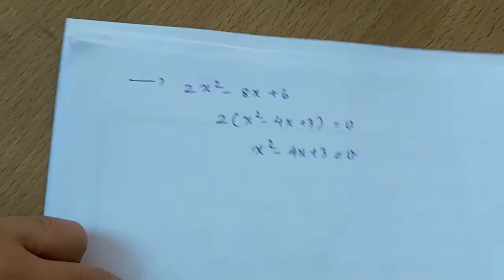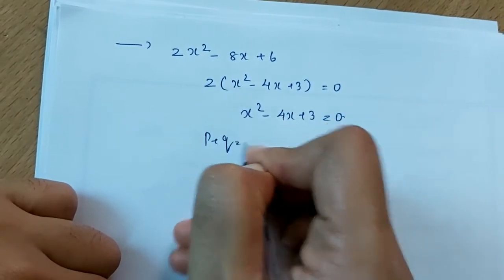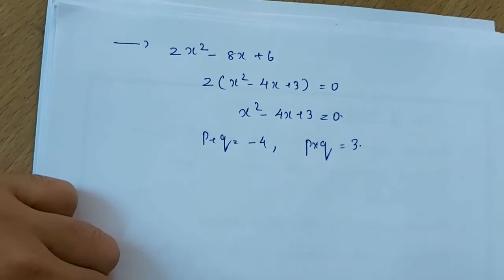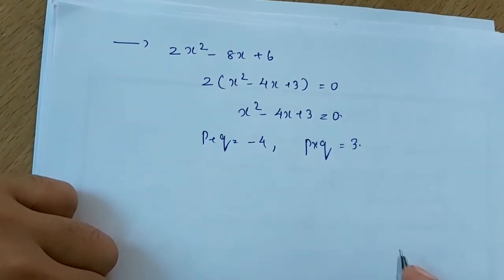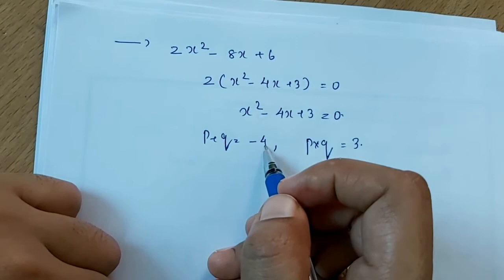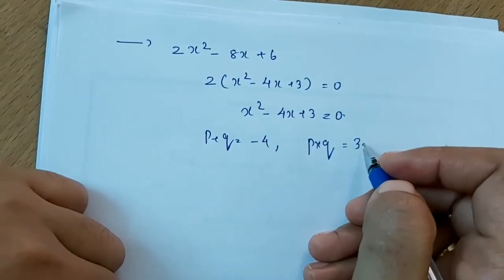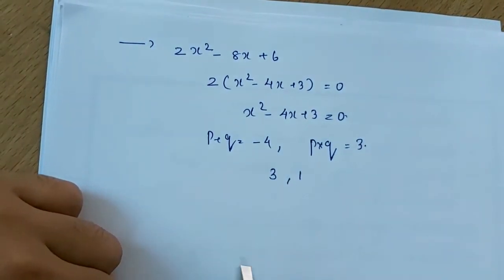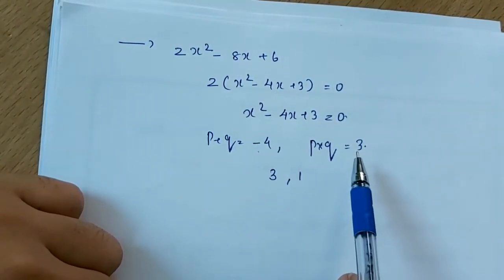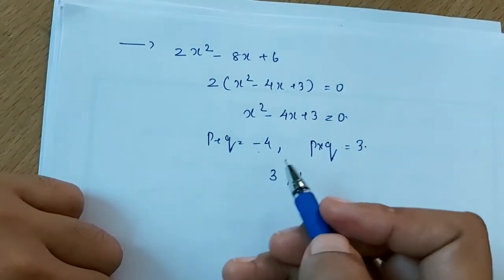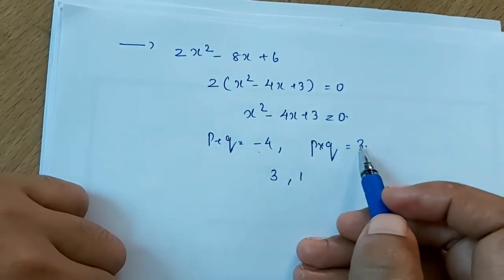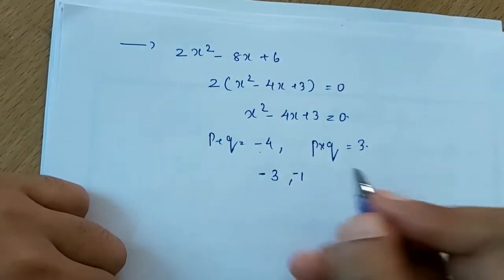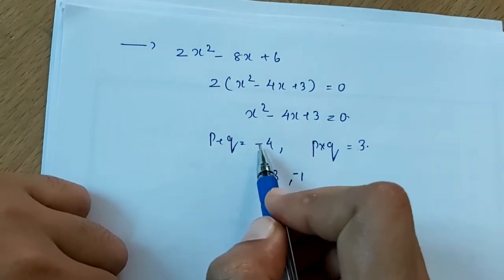Then splitting the middle term, that means p + q = −4 and p × q = 3. What are the values satisfying that condition? p + q with 3 and 1, and multiplying 3 and 1 we will get 3. So the values of p and q are 3 and 1. Here the sign is different: −4 and 3. So when adding we have to get −4, and when multiplying we have to get a positive value. That means both of them have to be negative. Minus into minus is positive, and minus plus minus is negative.